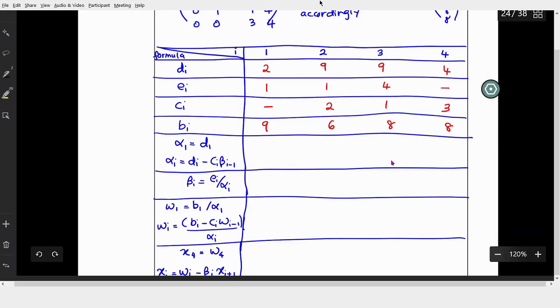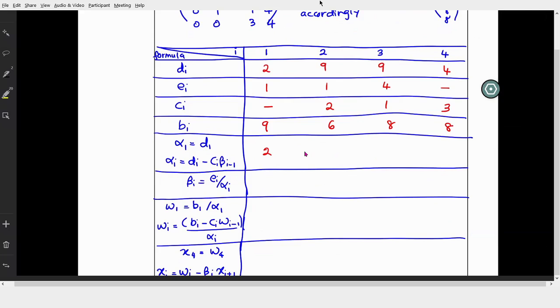Okay, you have two formulas for the alpha, but specific for alpha 1, it is D1. So we look at alpha 1, this column here, the elements here should be for alpha 1. So alpha 1 equals D1, so you look at D1. D1 is 2, so straight away you put 2 here, because it is D1.